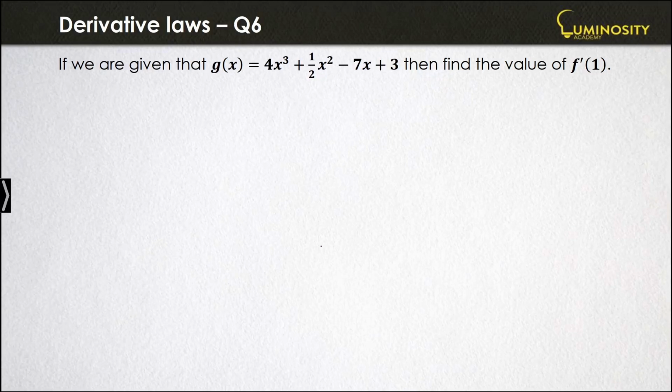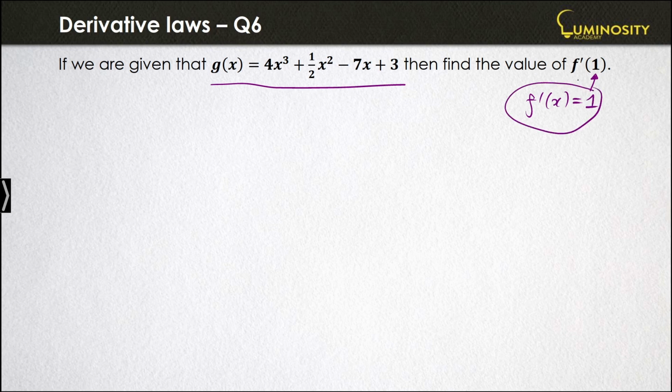Let's have a look at question 6. We're given a function g of x as 4x cubed plus a half x squared minus 7x plus 3. We want to find the value of f prime evaluated at 1. So you can see this is different from saying f prime of x equals 1.